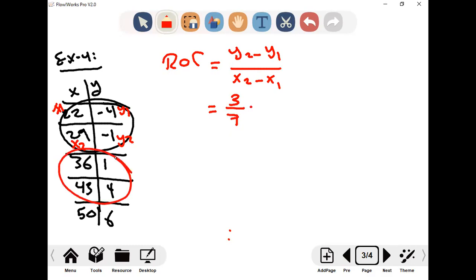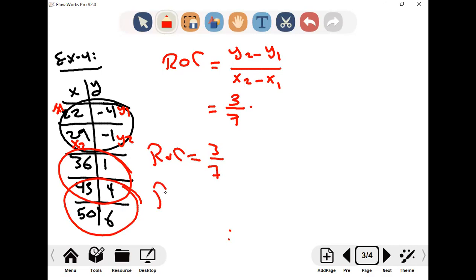Take another 2 points like this one. Okay? Rate of change equals 4 minus 1, 3 over 43 minus 36, 7. This is 43 and this is 36, right? 7. Right? Is it the same? Yes.